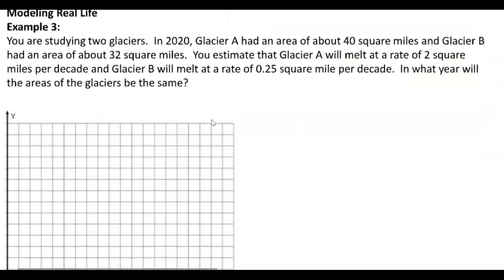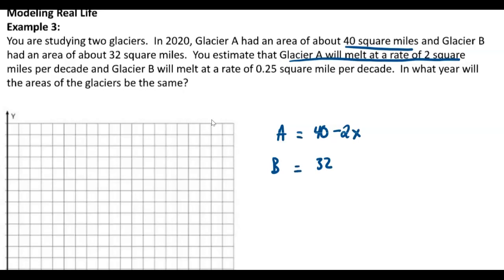Okay, so look at this one. You're studying 2 glaciers. In 2020, Glacier A had an area of about 40 square miles. So Glacier A had 40 square miles, and B had 32 square miles. Okay, Glacier A is melting. That means the area is going away at 2 square miles per decade. So I'm going to do -2x because it's melting.